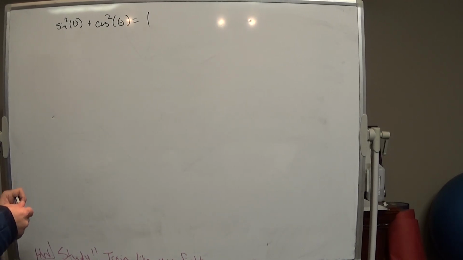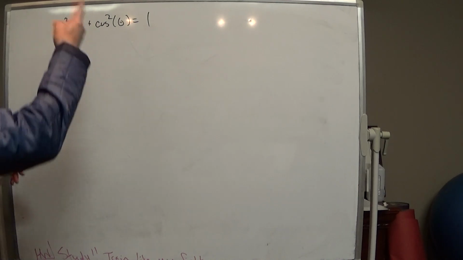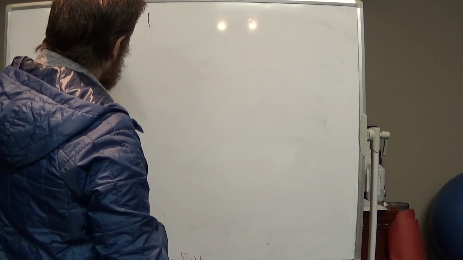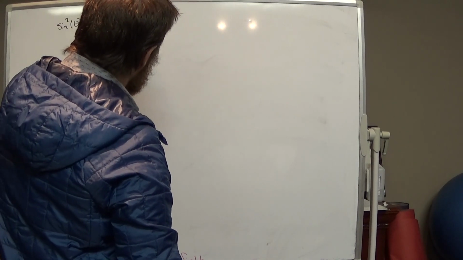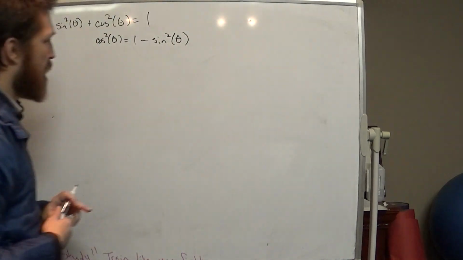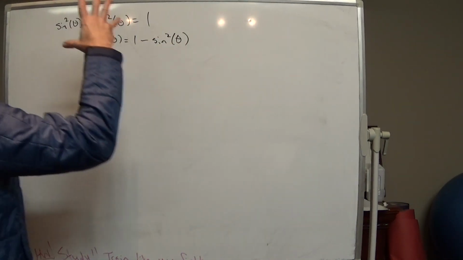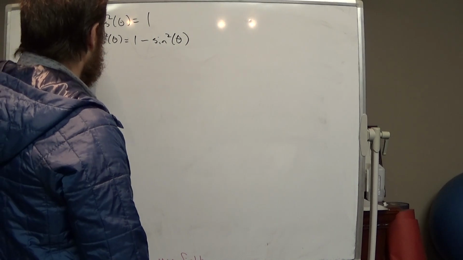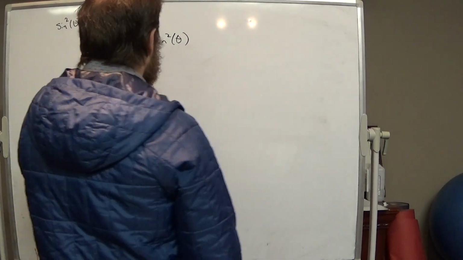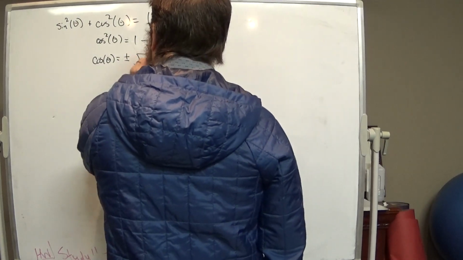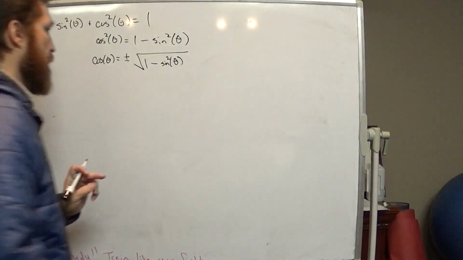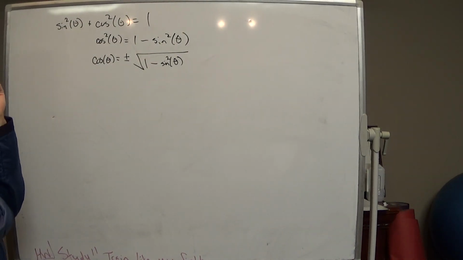If you subtract sine squared from both sides, so bring sine over to this side, we have cosine squared theta equals 1 minus sine squared theta. And if you take the square root of both sides, this gives me cosine theta is either plus or minus, depending on which one. Okay. Now what are you saying?